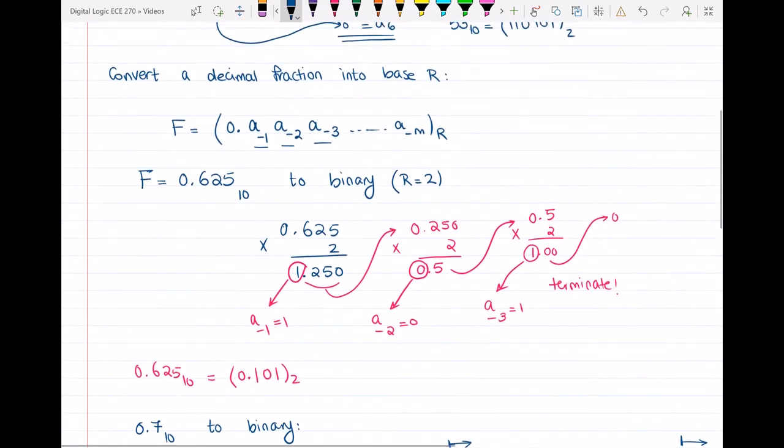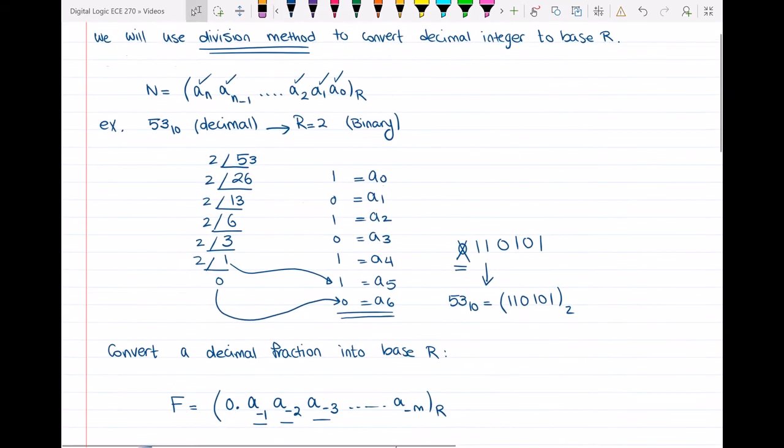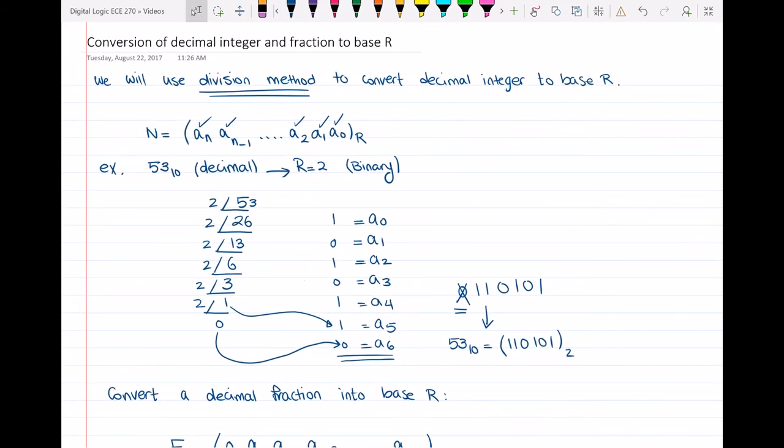All right, so this is how we convert decimal, integer, and fraction to base R.